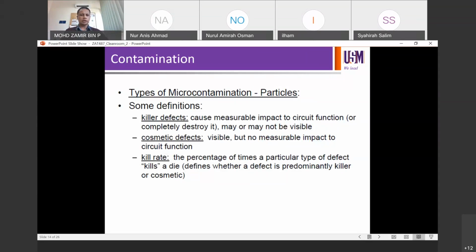The first one is particles. There are many types of particles in the fab, and some particles can also be killer defects. Killer here means you have a few counts of these particles and your device will be gone. It will not be working anymore. So killer defects cause a measurable impact to circuit function or completely destroy it. That's what I mean by damaging the devices.